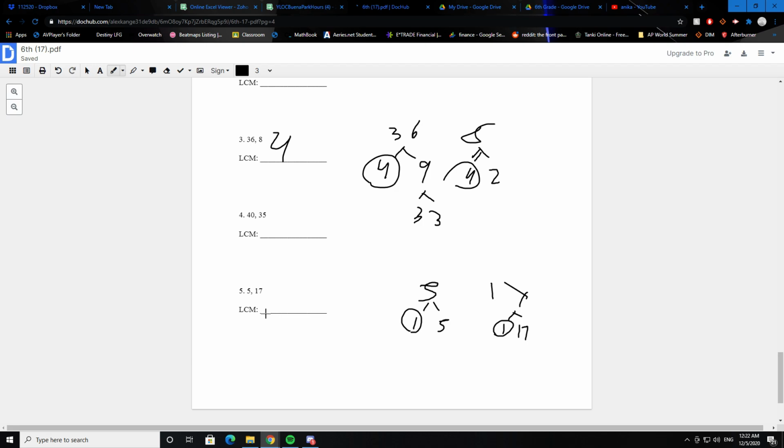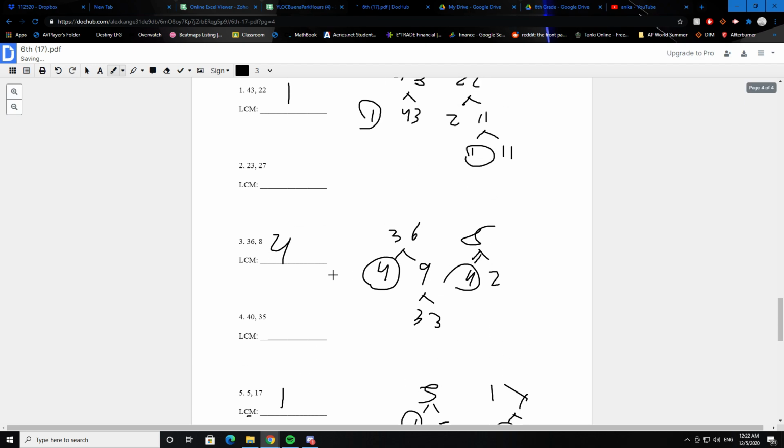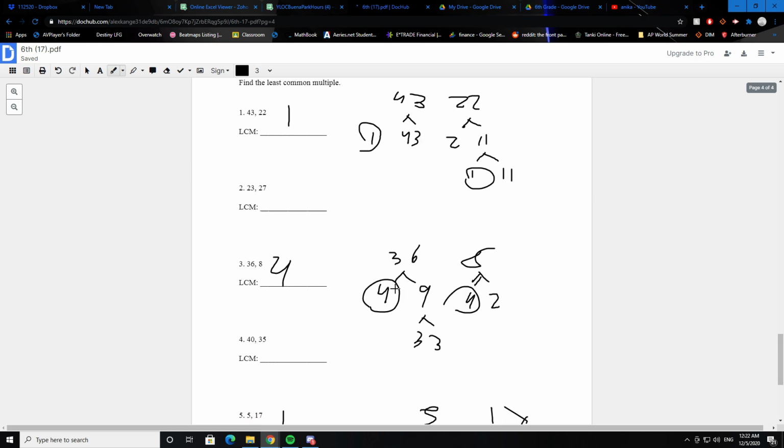Because it still has to be a common multiple. So 1 and 1 are common, but it has to be the smallest. If there were multiple common multiples, you're trying to find the smallest one. Alright, so 1. And that's pretty much it for this.